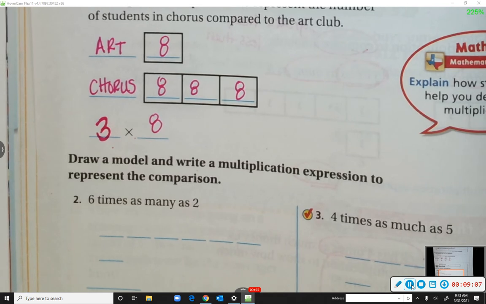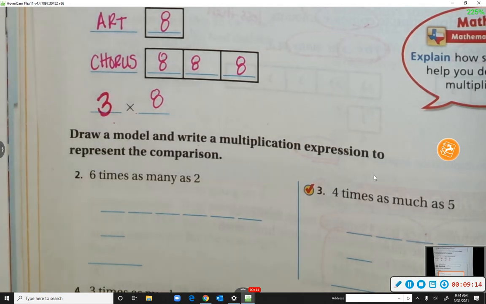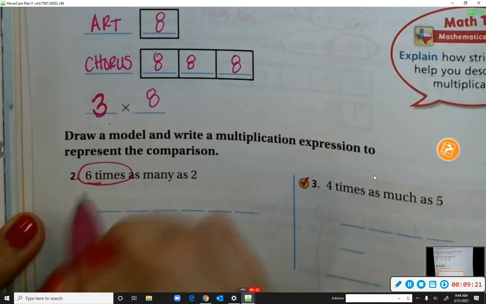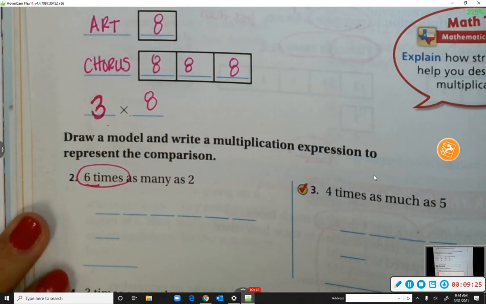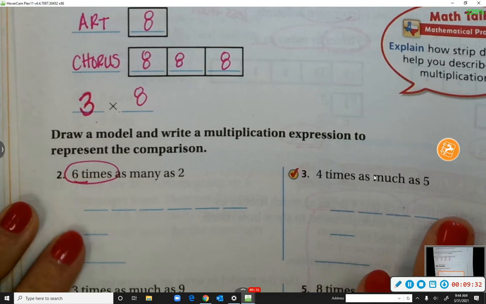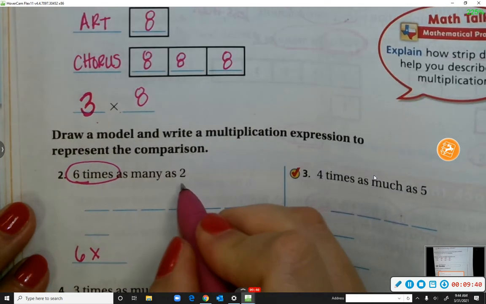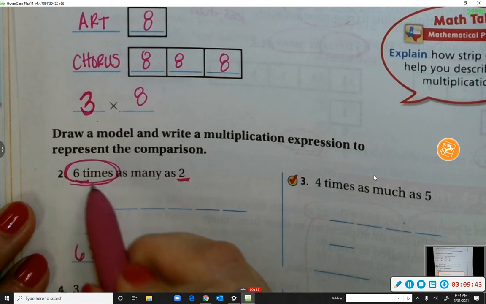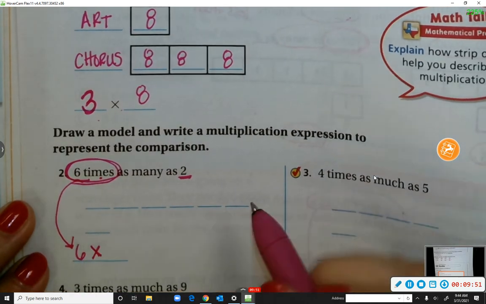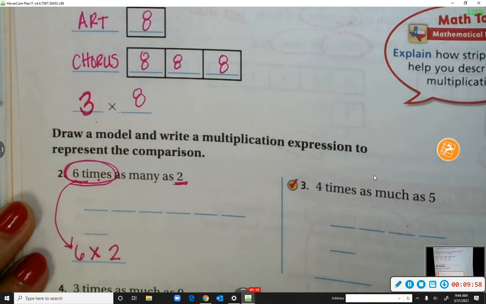Number 2. Draw a model and write a multiplication expression to represent the comparison. 6 times as many as 2. So as soon as you hear 6 times, I want you to go ahead and circle that. Because what does that mean? I can go ahead and write for my number sentence. Multiply 6 times. 6 times what? 2. Okay. So as soon as you see that, 6 times as many, 6 times is what you need to write. Okay. And then the second number, 6 times as many as 2, is what goes at the back, your second factor.